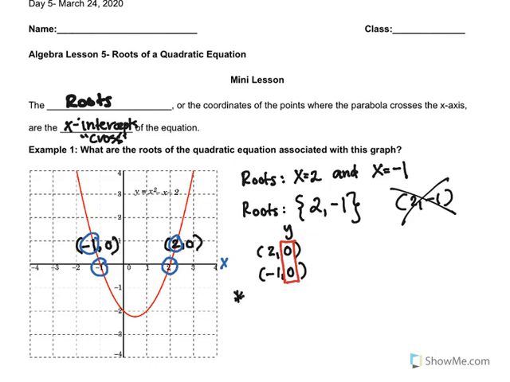Roots and zeros mean the same thing. So if somebody's asking you what the roots of this parabola are, or they're asking you what the zeros of this parabola are, they both mean the exact same thing, because at your roots, the y value is equal to 0.